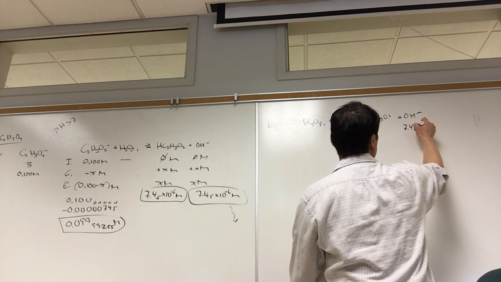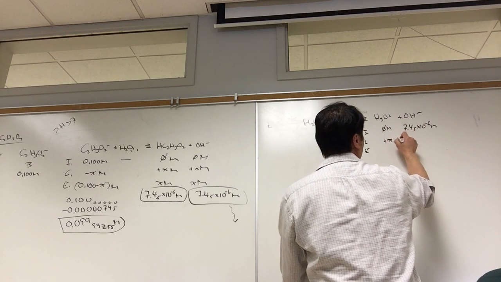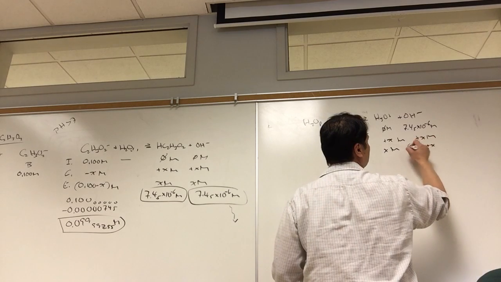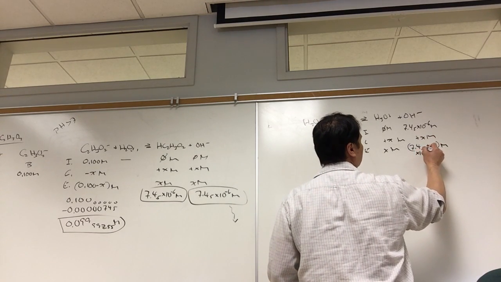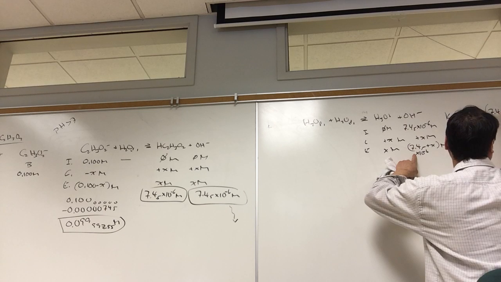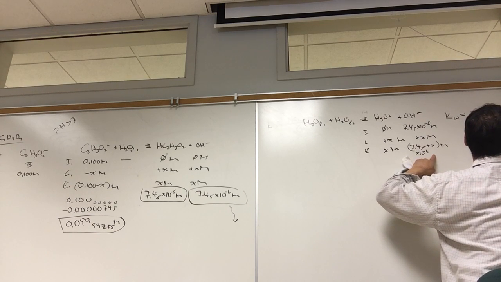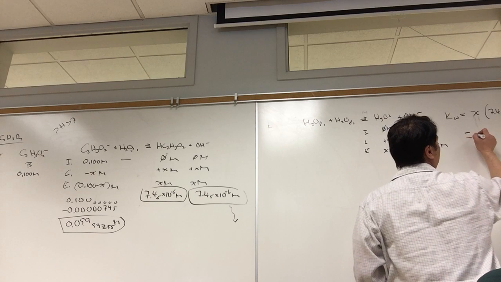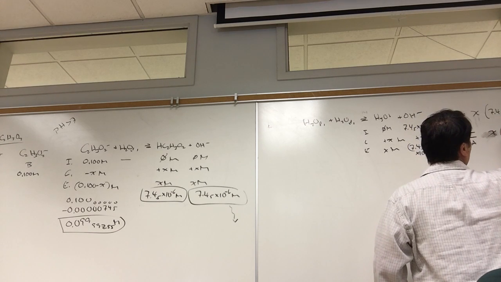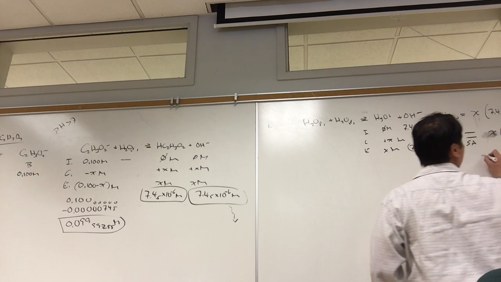So this is going to be 7.45 times 10 to the minus 6 molar, 0 molar. That's initial, change, equilibrium. So plus x, and x, 7.45 times 10 to the minus 6 plus x molar. This is equal to Kw. So this is going to be x times 7.45 times 10 to the minus 6 plus x equals 1.0 times 10 to the minus 14. Let's try the simplifying assumption. It might not work, but let's try it. We're going to get x times 7.45 times 10 to the minus 6, which is equal to this. That means x is equal to what?